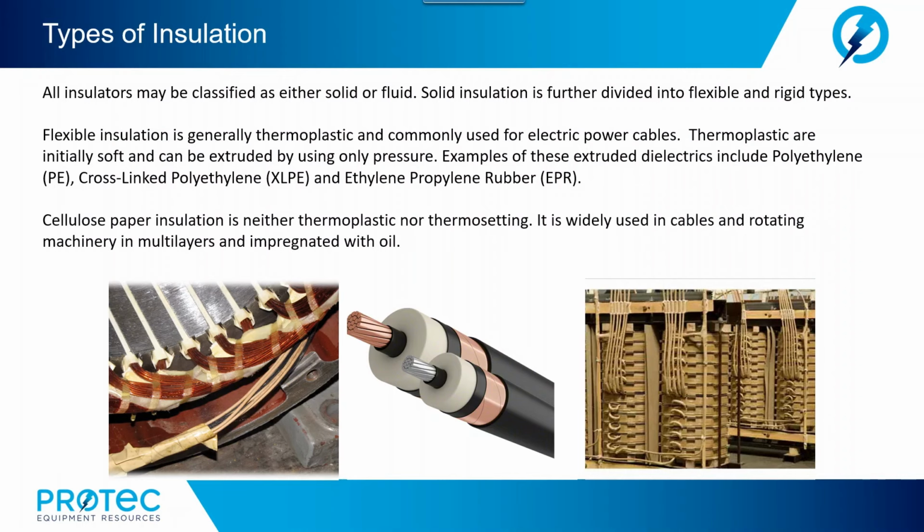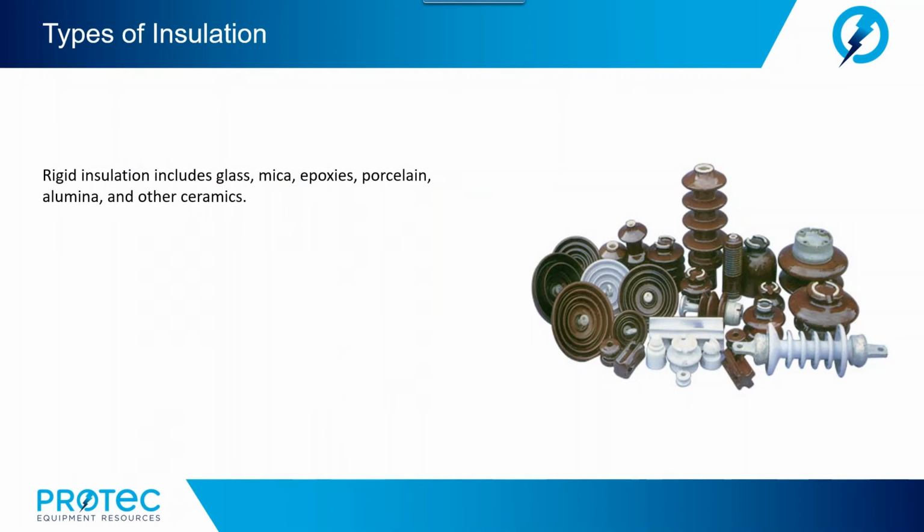Cellulose paper insulation is also used as an insulator. It is neither thermoplastic nor thermosetting. It is widely used in cables such as paper-insulated lead-covered cables, transformers, and rotating machinery in multi-layers and impregnated with oil. Rigid insulation includes glass, mica, epoxies, porcelain, alumina, and other ceramics.